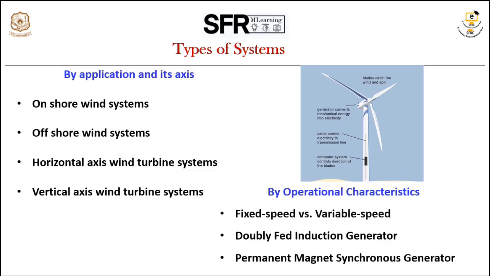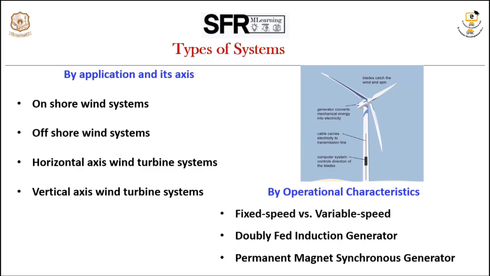The third thing is the offshore wind system. It can be installed in bodies of water, utilizing stronger and more consistent winds to generate more electricity than onshore counterparts. The next one is the onshore wind system, which has turbines located on land, commonly used in wind farms to supply electricity to the utility grid.